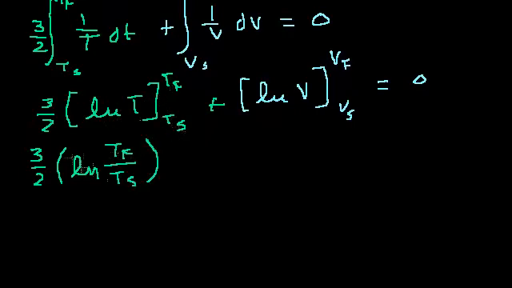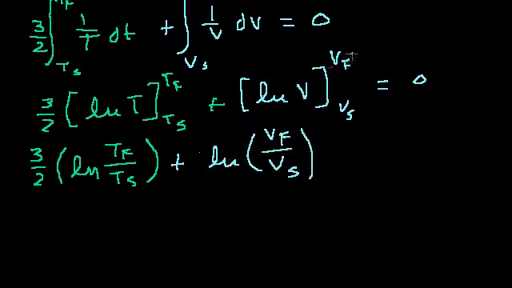That's the same thing as this. Plus, for the same reason, the natural log of vf over the natural log of vs. When you evaluate this, it's the natural log of vf minus the natural log of vs, which can be simplified from our logarithmic properties. So that equals 0.